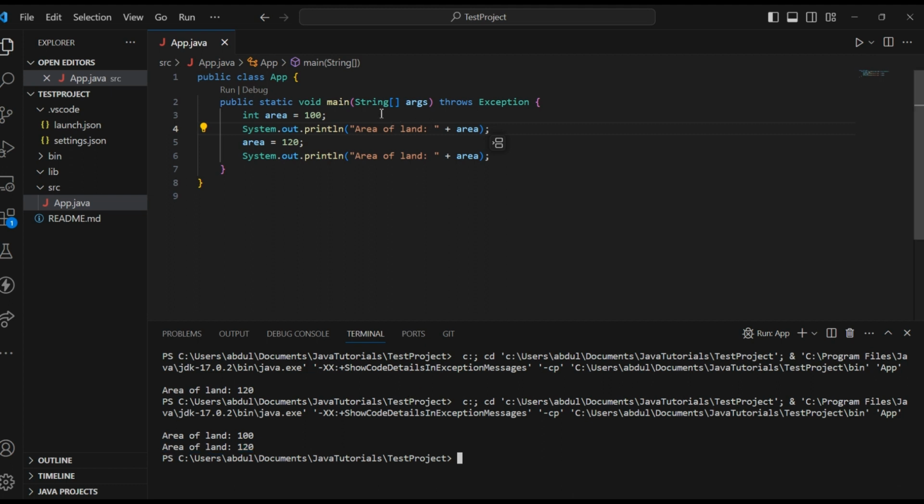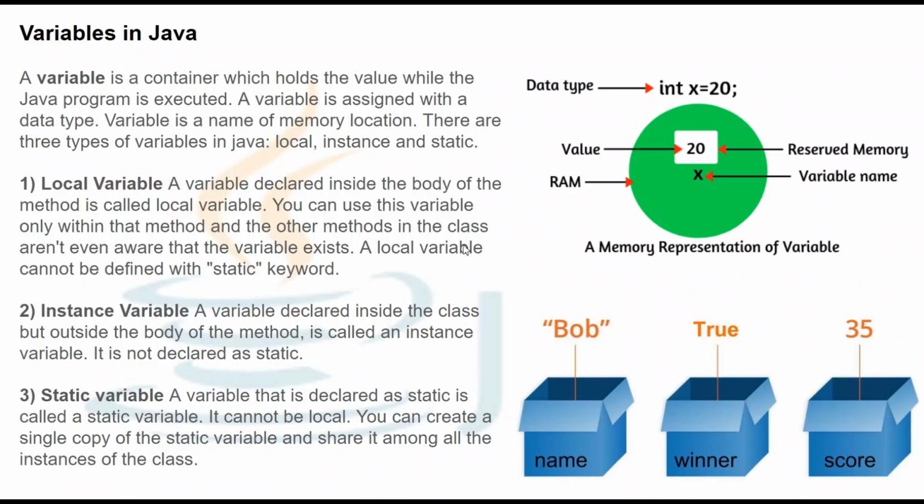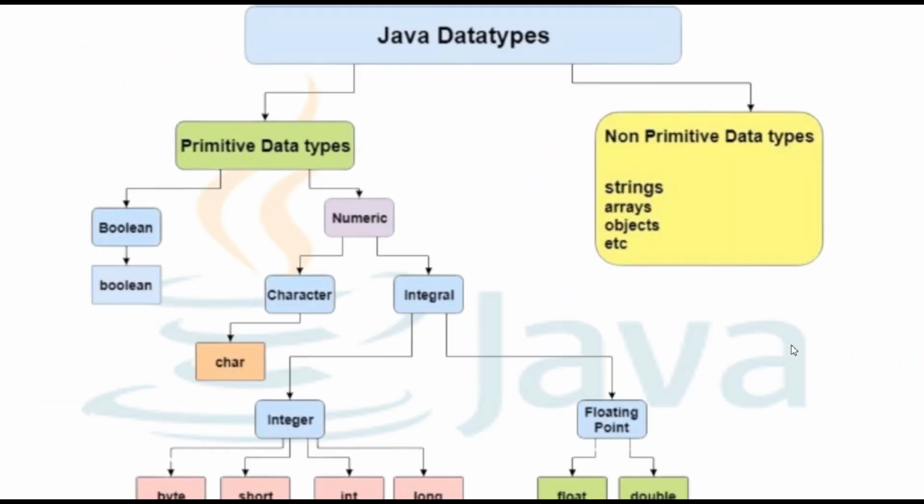So this variable is local to this main function. If we create any function outside of the main function, then we cannot use this area variable. If we have to create an instance variable, we have to create it here. And if we have to create a static variable, we have to put the keyword static there. Okay, this is all about variables.